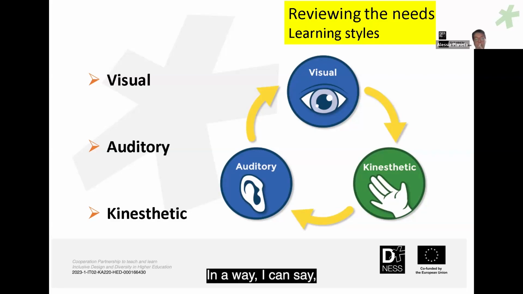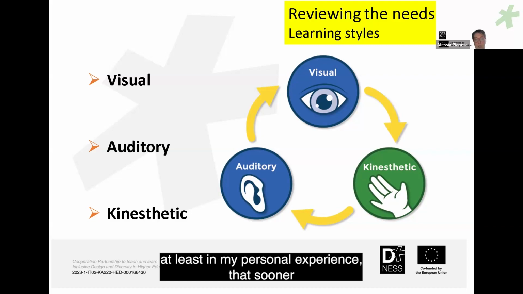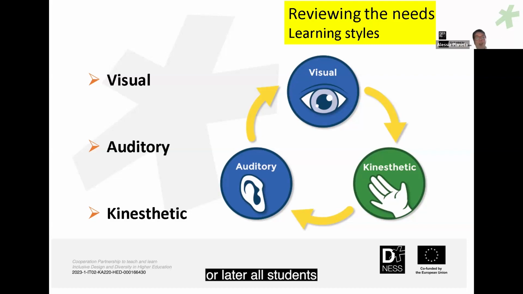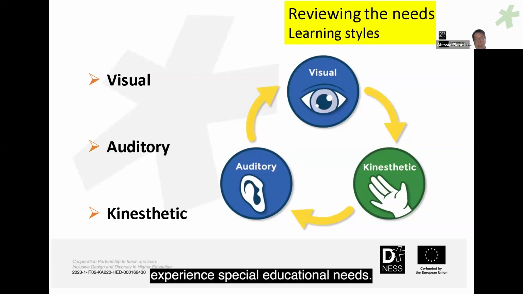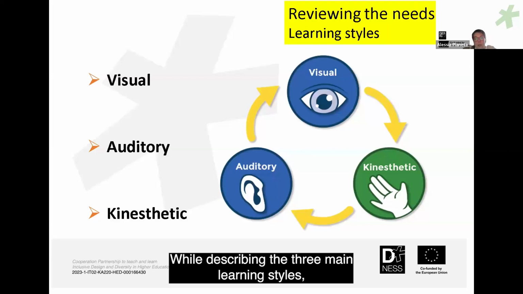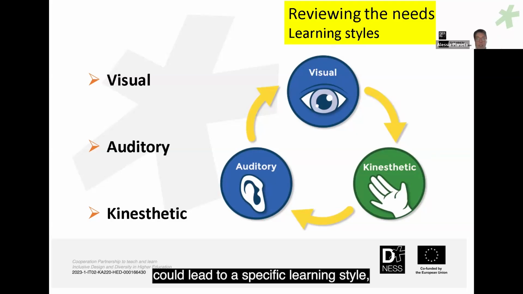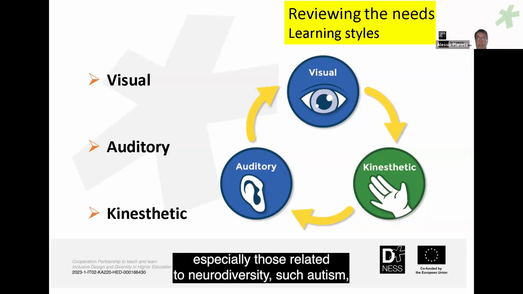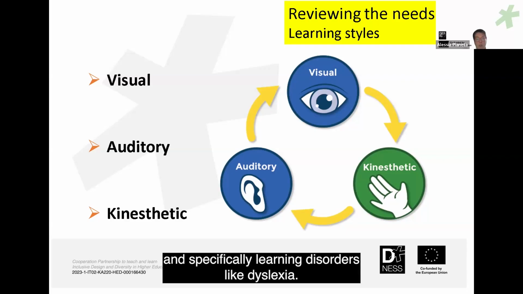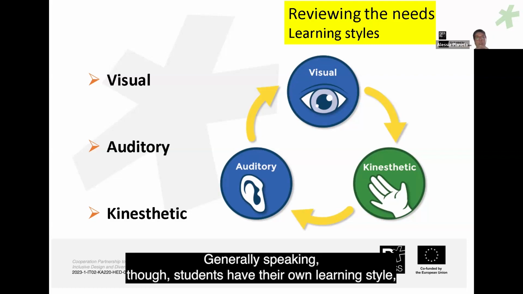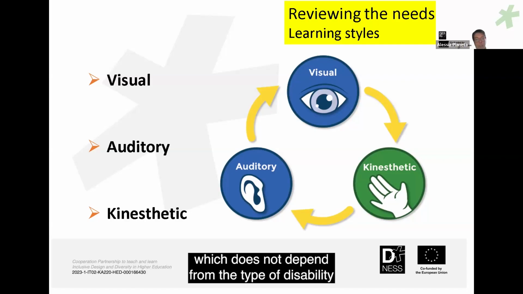In a way, I can say, at least in my personal experience, that sooner or later, all students experience special educational needs. That's why they are not so special at all. While describing the three main learning styles, I will point out how some special educational needs could lead to a specific learning style, especially those related to neurodiversity, such as autism and specific learning disorder like dyslexia. Generally speaking, though, students have their own learning style, which does not depend on the type of disability.